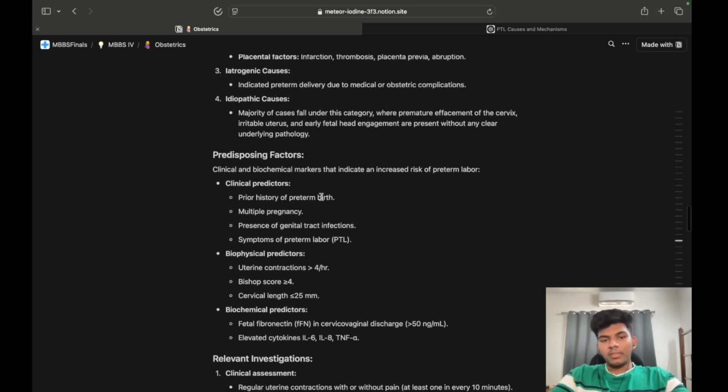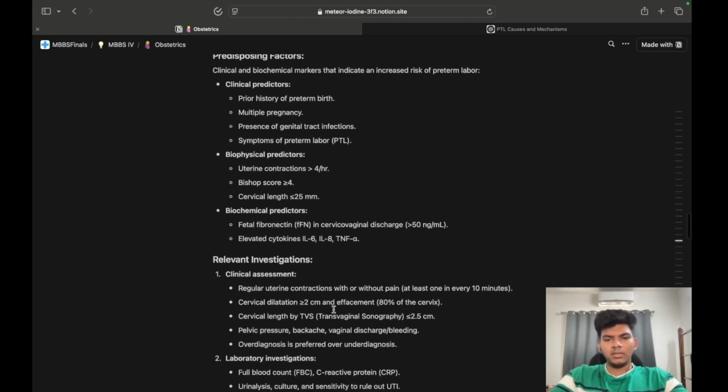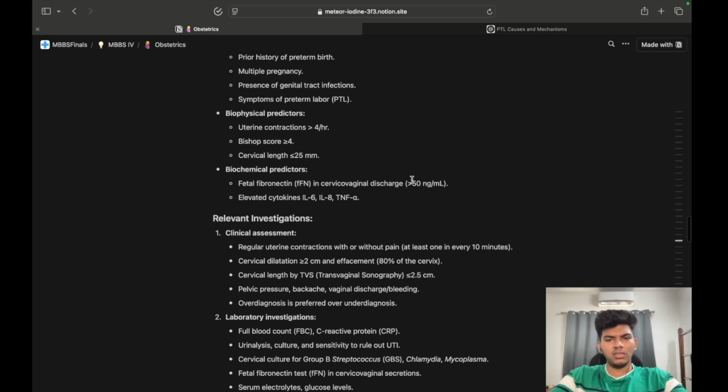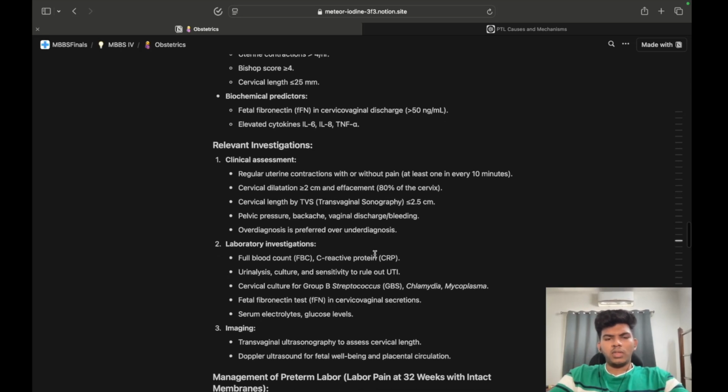We saw clinical predictors, biophysical predictors and biochemical predictors. In this one we got some information from the history. In this one we got some numbers, physical and biochemical, we got some chemical mediators and also fibronectin greater than 50 nanogram per ml.